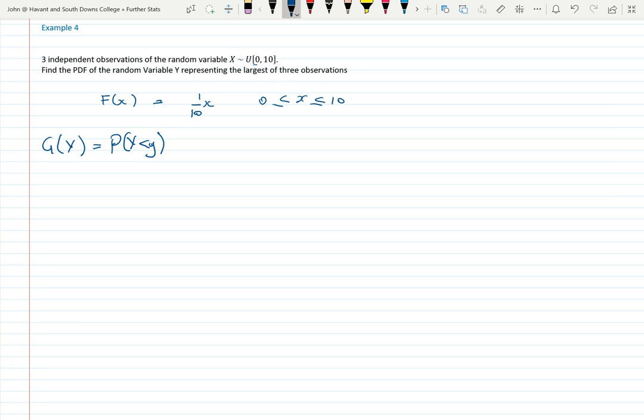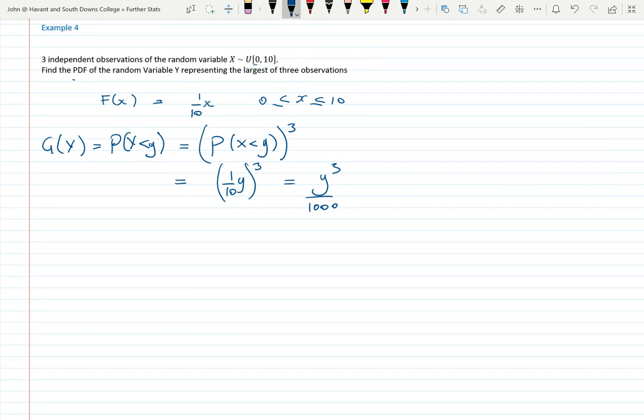Now, here's the conceptual thing we need here. We want the largest one of them to be less than some value. Because we're taking the largest one of them, and we're taking 3 observations, that's equivalent to saying all 3 values of x have got to be less than this value. All 3 observations of the random variable X have to be less than this number y, which happens to be the largest one of them. So that's the probability of x less than y, cubed. So that gives us 1 over 10 y, cubed. So that's y cubed over 1,000. That's the CDF of it.